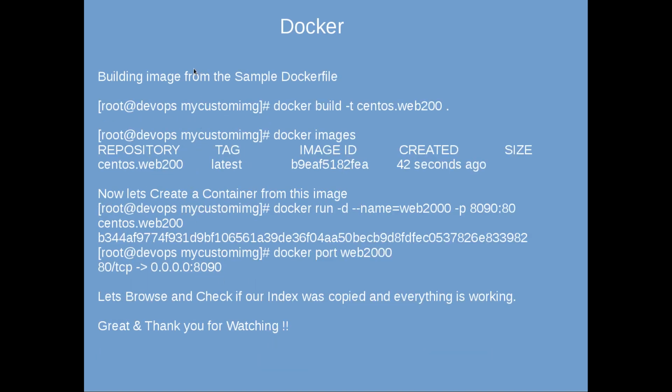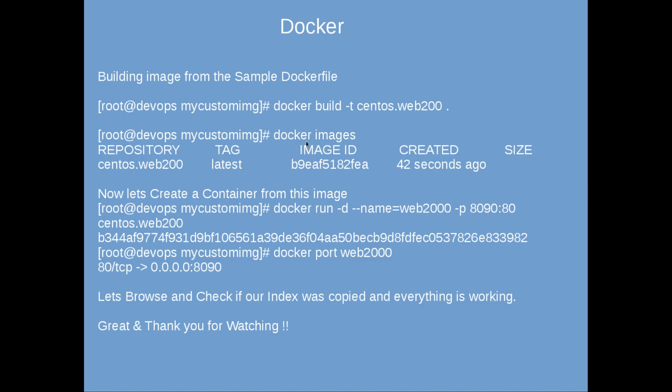Then, once we have this, how can we build the image? We need to use docker build -t and the name of the image, any name you can use here. And then if the Dockerfile is in the current directory, we use the dot. Otherwise, you need to specify the path.